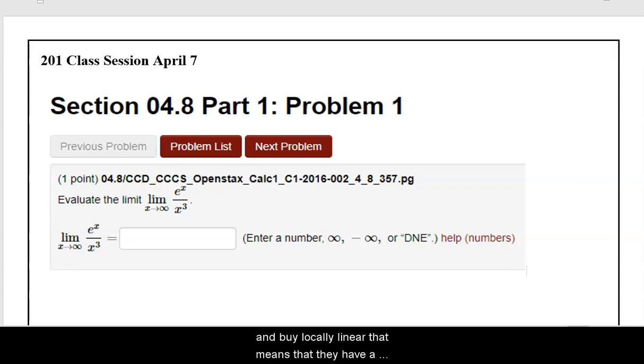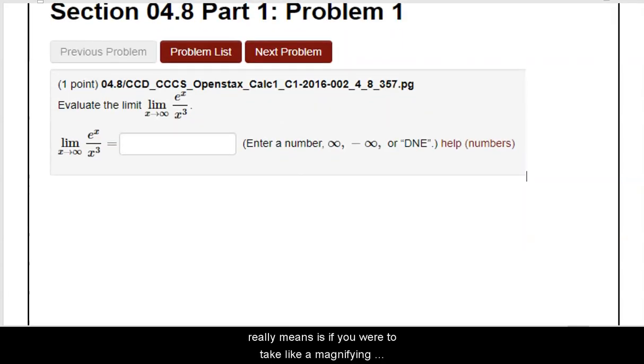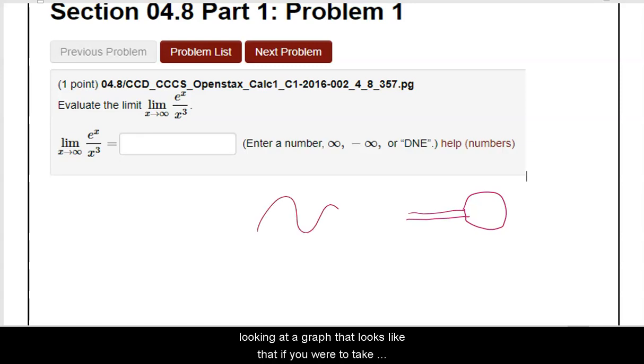And by locally linear, that means that they have a derivative near the point we're trying to approach, which, having a derivative, means you can't have any corners, you can't have any cusps or vertical tangent lines. And in that case, since they are locally linear, what that really means is if you were to take like a magnifying glass, which I can't draw, but okay, there's my magnifying glass, and you were to look at the graph, let's say you were looking at a graph that looked like that. If you were to take the magnifying glass and put it over any part of that curve, and you got closer and closer, eventually the curve would start to look like a line.